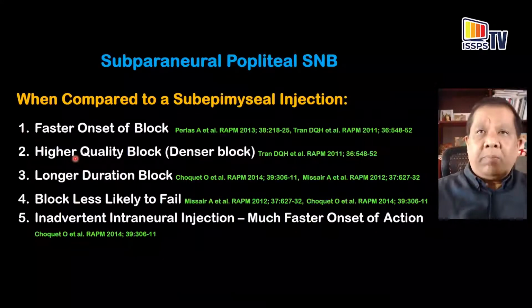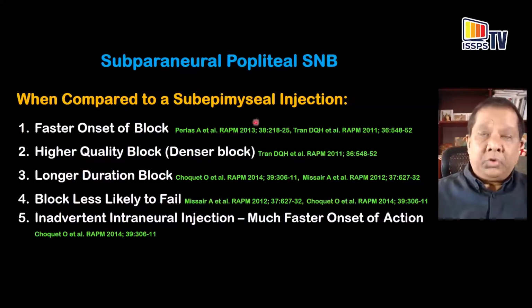So what does the subparaneural popliteal sciatic nerve block do when you perform it at the point of divergence when compared to a subepimysial injection? It produces faster onset of block. It produces higher quality, that means denser blocks. The blocks are also long duration, sometimes, as I mentioned, up to 32 hours. These blocks are less likely to fail.